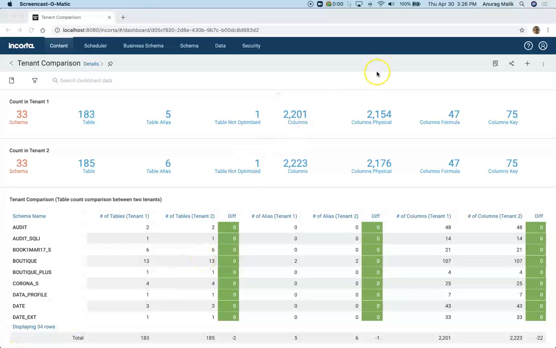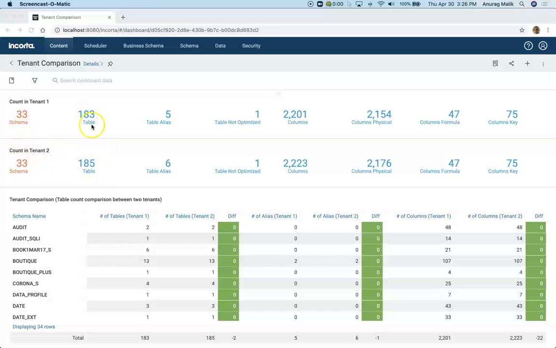This demo shows some very basic comparison between two tenants, and mainly a comparison between all the tables and other objects within a schema. So here we have two tenants, tenant 1 and tenant 2, with 33 schemas in both tenants, but they may not be the same schemas. One or two schemas may be completely different, but the number of schemas is the same. That's what this is telling us.